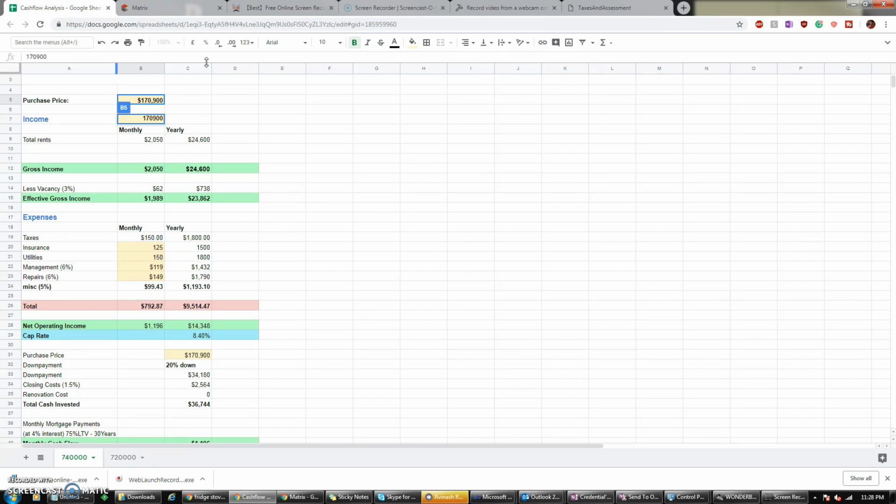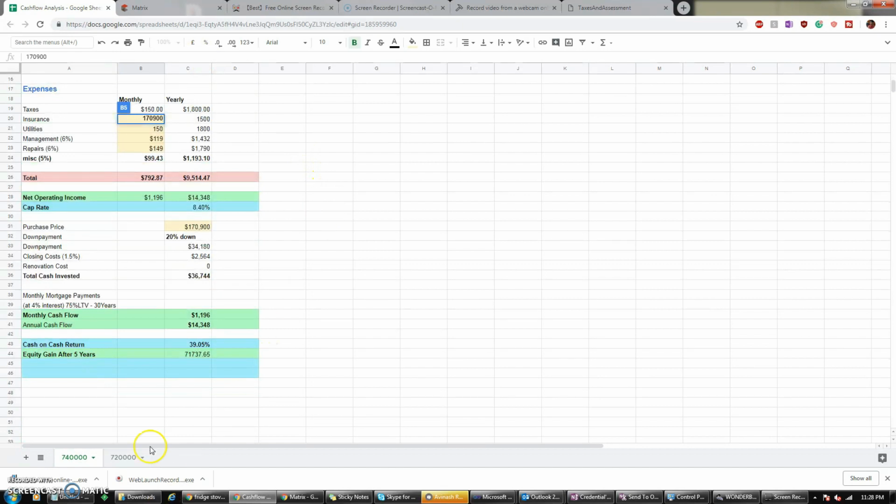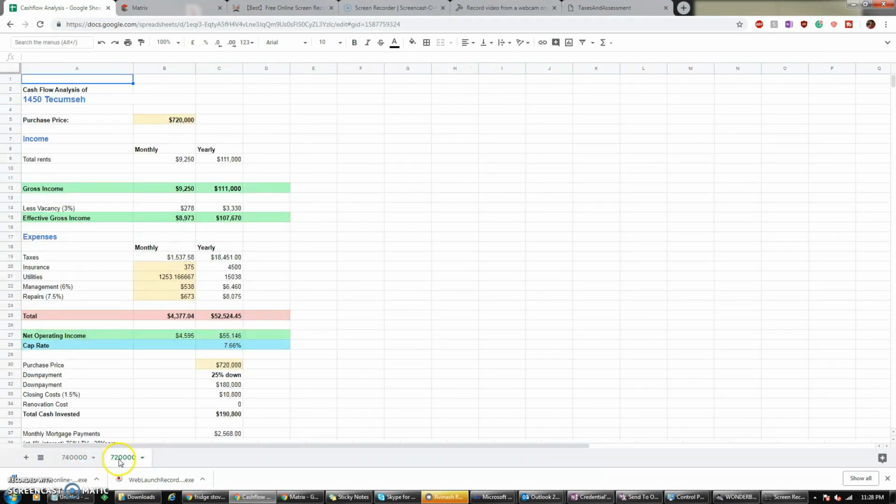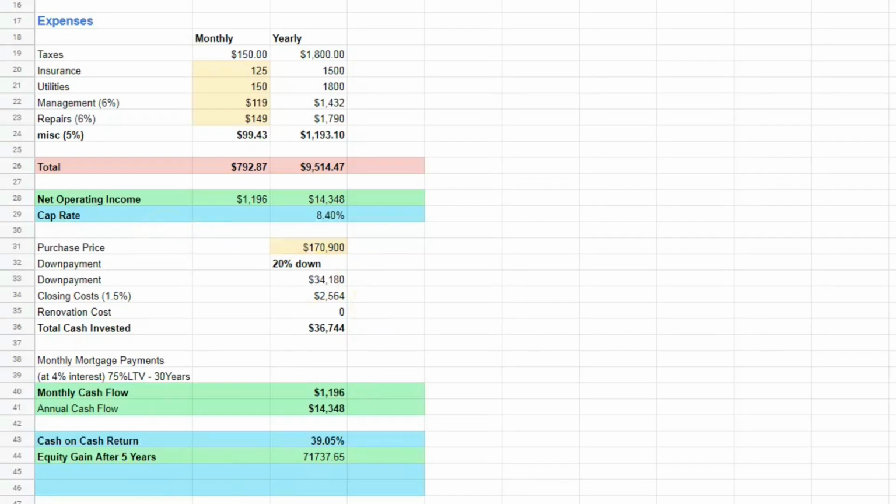So yeah, this is the cash flow analysis, and I do two with different case scenarios, so that I know how much it would make based on each scenario. So yeah, play with it.